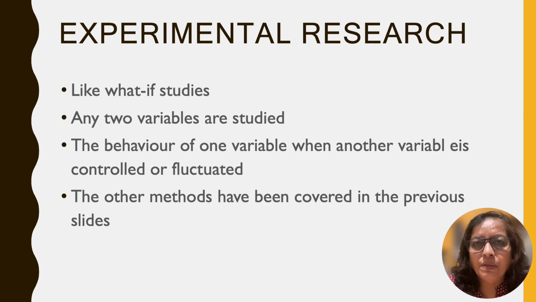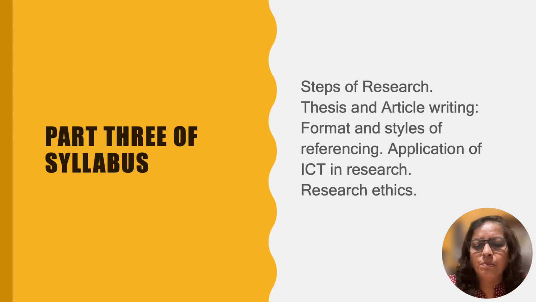So what if one variable x is varied, then what is the effect of varying variable x on the variable y? Any two variables are studied. The behavior of one variable when another variable is controlled or fluctuated. Here I am telling you about controlling or fluctuating the advertising expenses and seeing the effect of the fluctuation of the advertising expenses on the sales turnover. The other methods have been covered in the previous slide, so we will go on to part 3 of the syllabus.